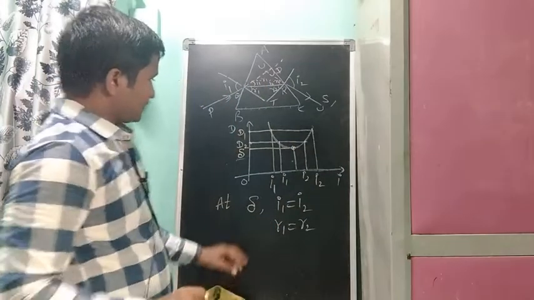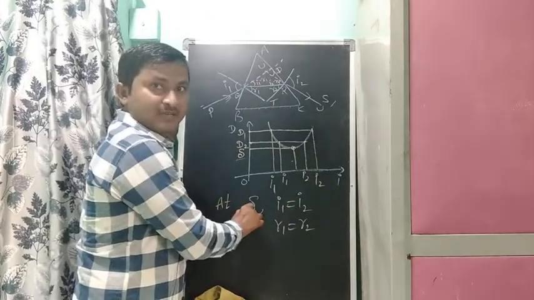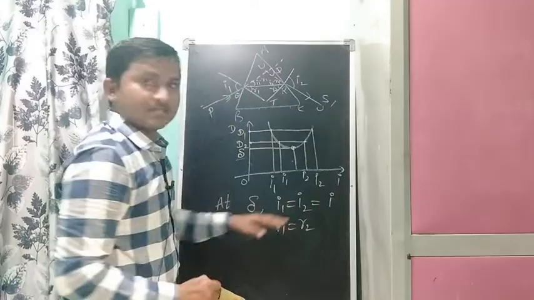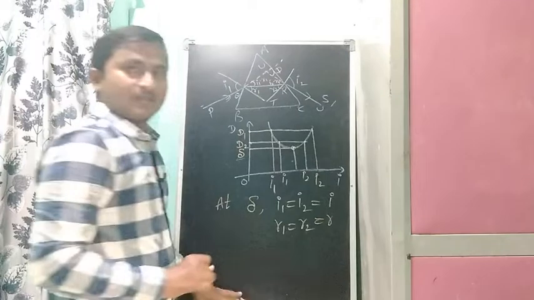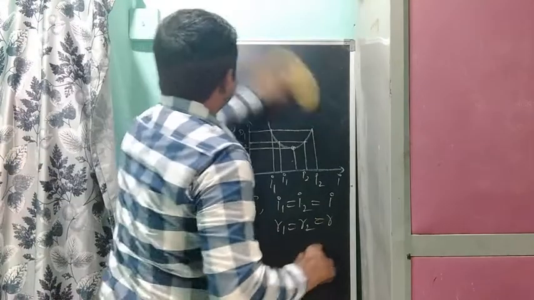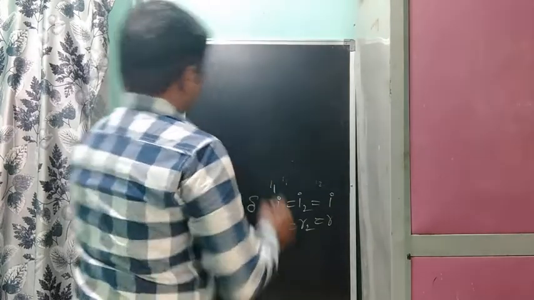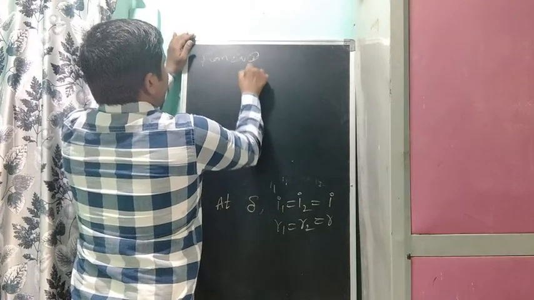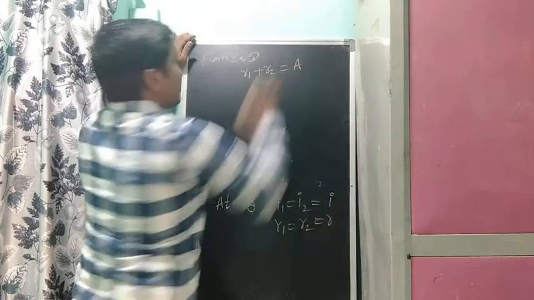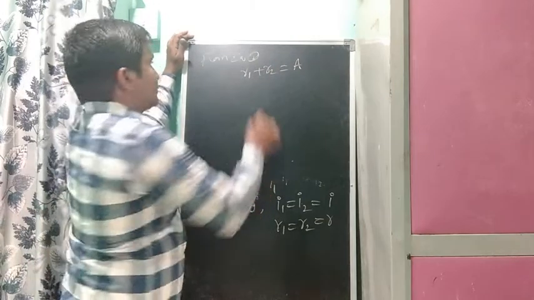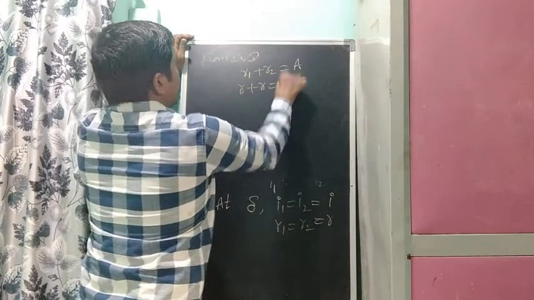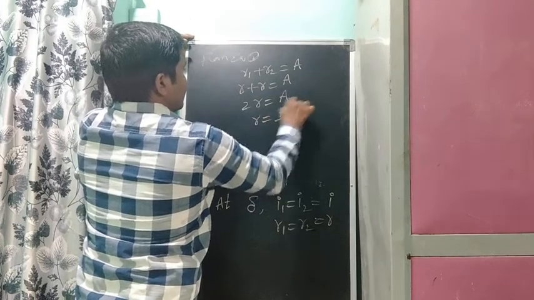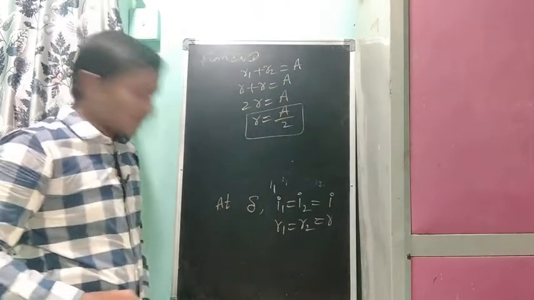Therefore, at the angle of minimum deviation, I1 is equal to I2, that equal to I say, and R1 is equal to R2, that equal to R say. Now substitute these values in equations 2 and 3. Equation 2 is R1 plus R2 equal to A. So R plus R equal to A, or 2R equal to A. From this, R equal to A by 2, where A is the angle of prism.